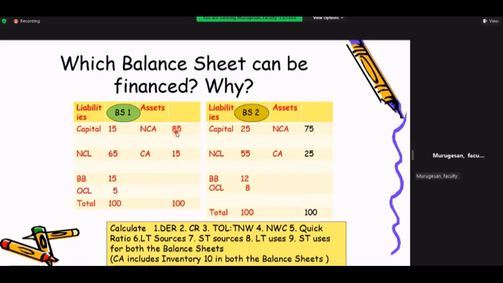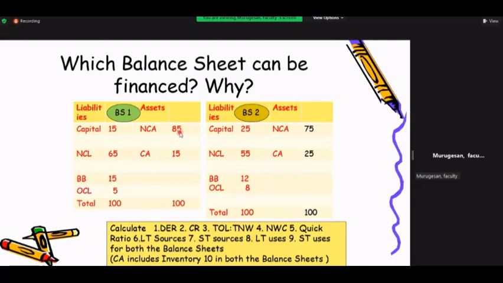Is the financial management good or bad? Tell me. Not good. You remember, long-term funds are 80, but long-term assets are 85.